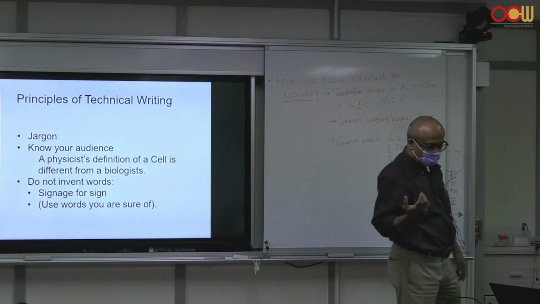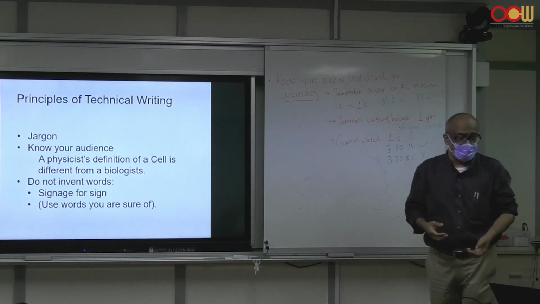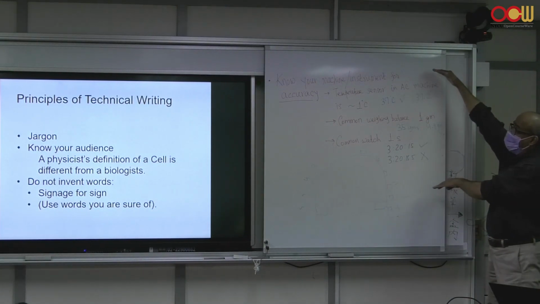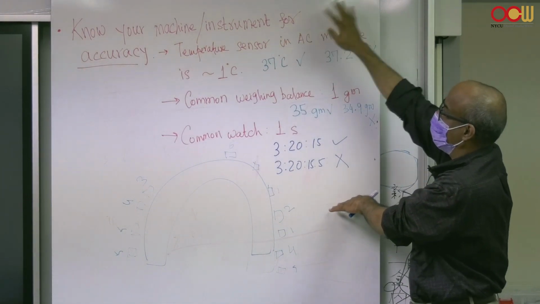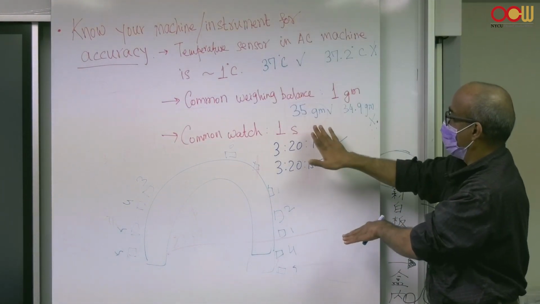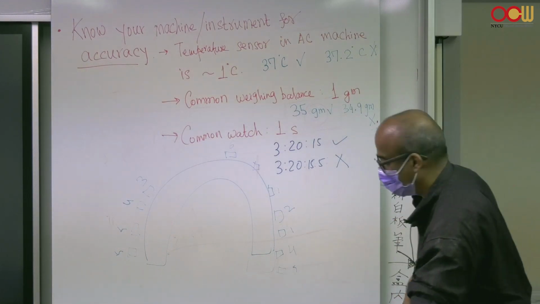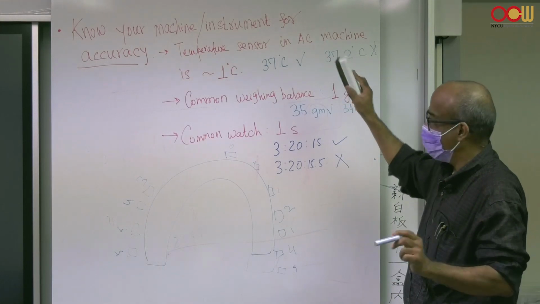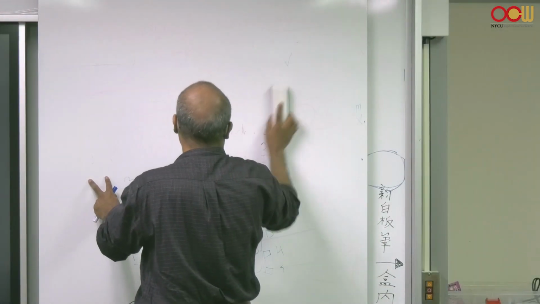Pressure. We normally measure pressure in torr. Okay, this is the accuracy part. So know your machine or instrument for accuracy. So this is right, this is wrong, right, wrong, right, wrong. Okay, I need to rub it off. So whenever you are writing something about your machine, remember this. This is accuracy. So I am talking about jargon.